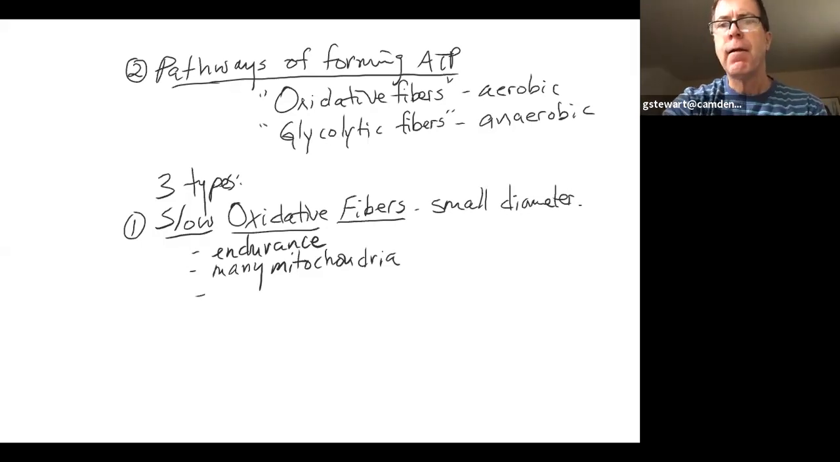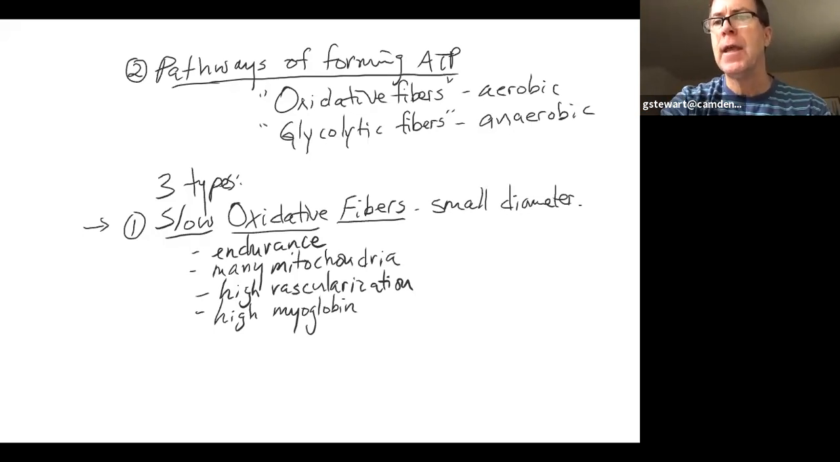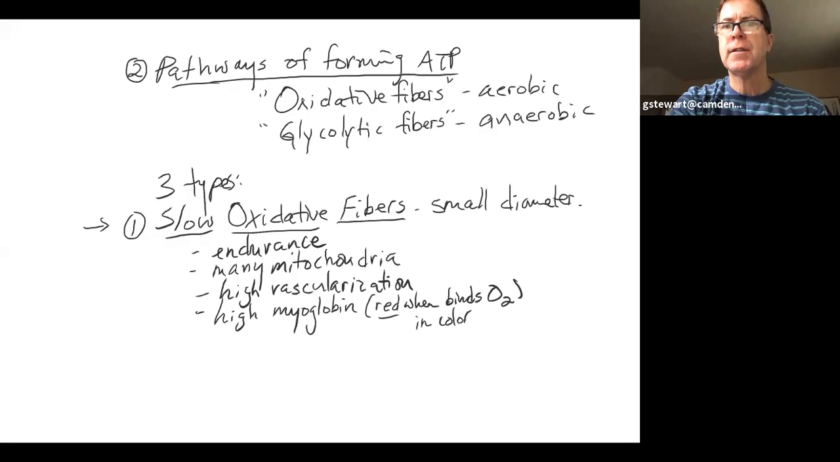More characteristics of these: they have high vascularization. Sorry, it's allergies with this rain coming down. I was also up really late last night. So there's a rich blood supply coming to these slow oxidative fibers. That also makes sense because a muscle gets its oxygen from the blood supply, and they're using oxygen. Finally, they have a high content of myoglobin, which also makes sense. That's the protein pigment that binds oxygen and turns bright red. I'm just going to put red when it binds O2. So they're very red in color, because they have a lot of oxygen bound to that myoglobin. All right, that's the first type, slow oxidative fibers.